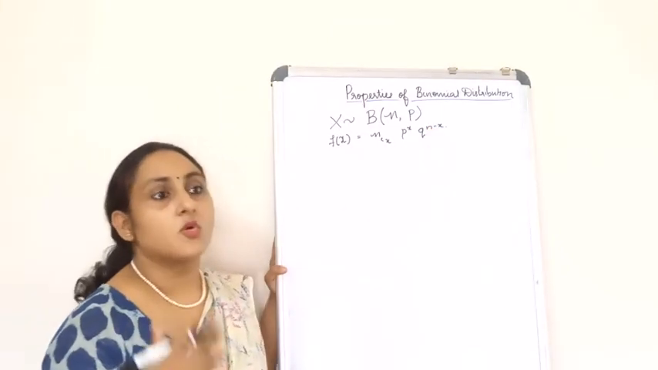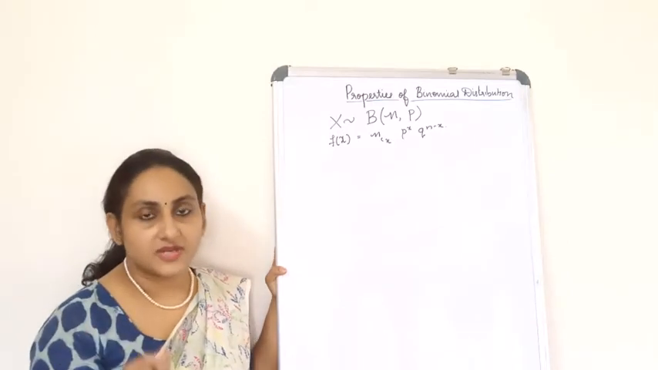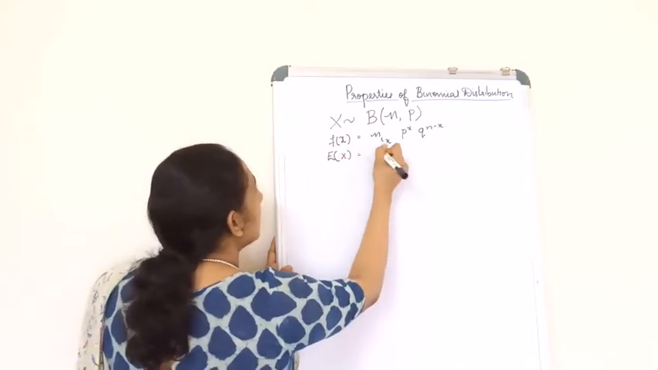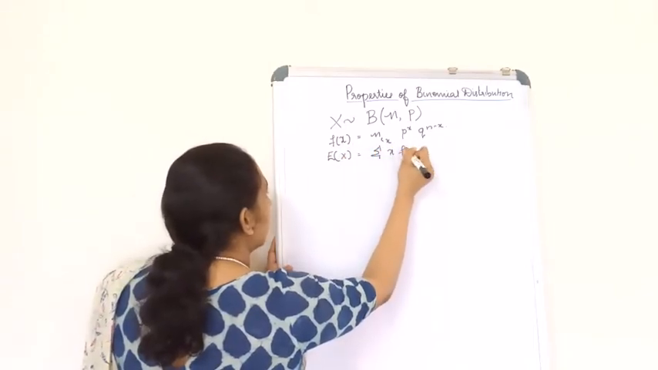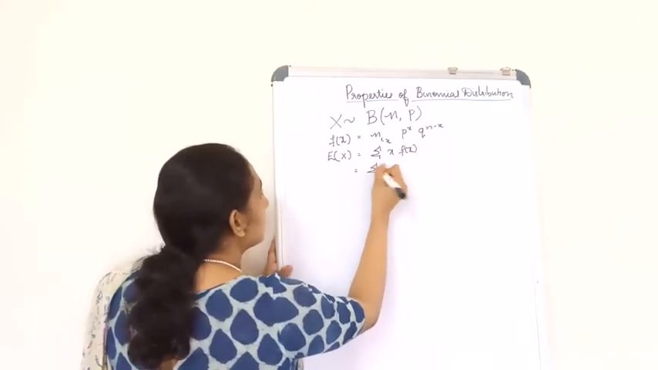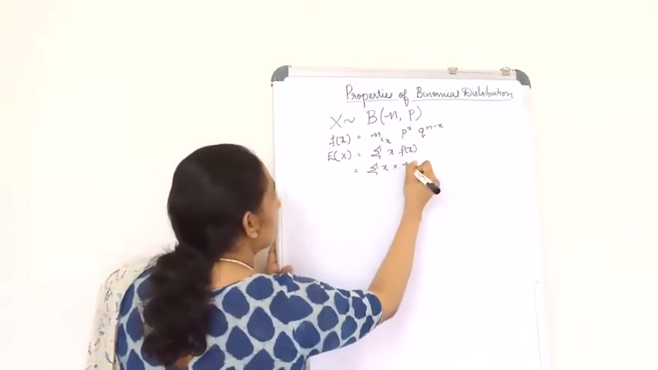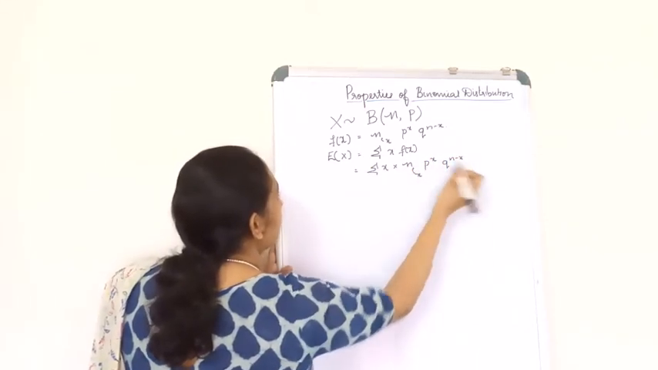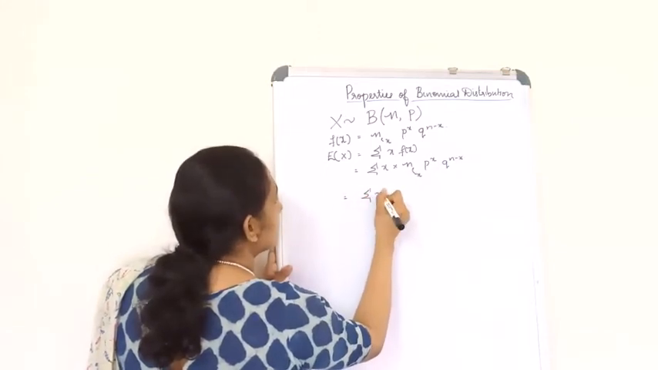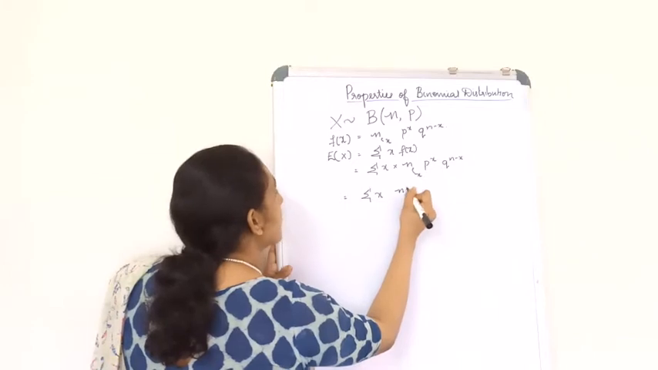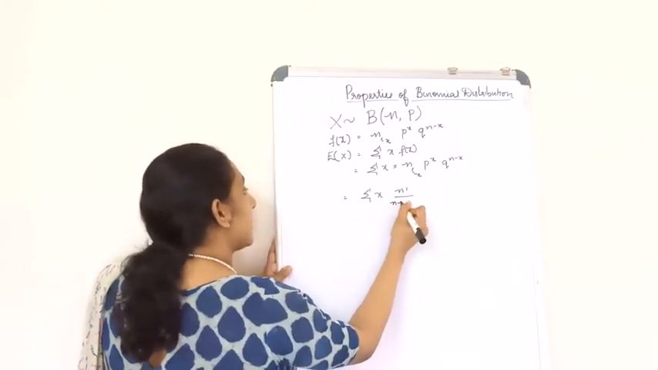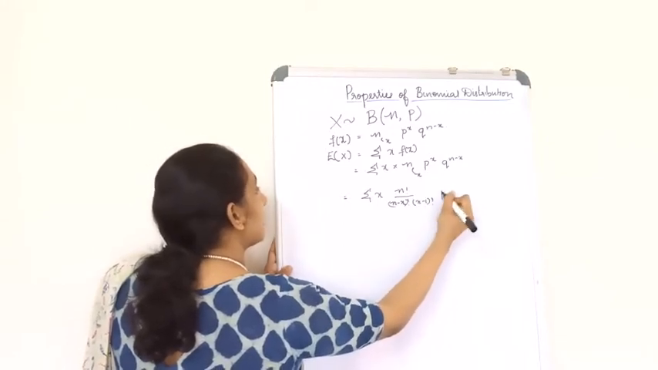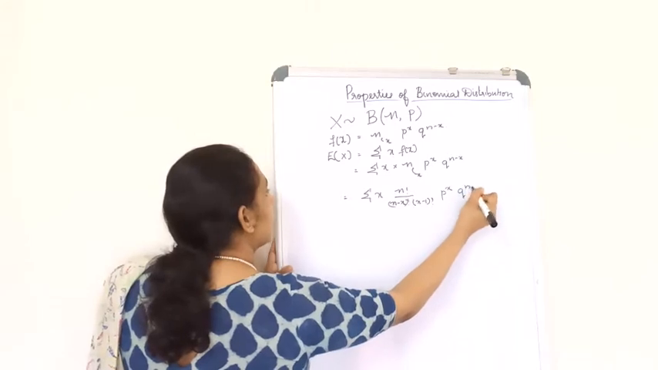As you know, the expectation of a discrete random variable x is given as expectation of x equals summation x f of x. So when you substitute the values, instead of f of x you can write nCx p raised to x q raised to n minus x, which is equal to summation x, and instead of nCx you can write n factorial divided by n minus x factorial into x minus 1 factorial, p raised to x q raised to n minus x.